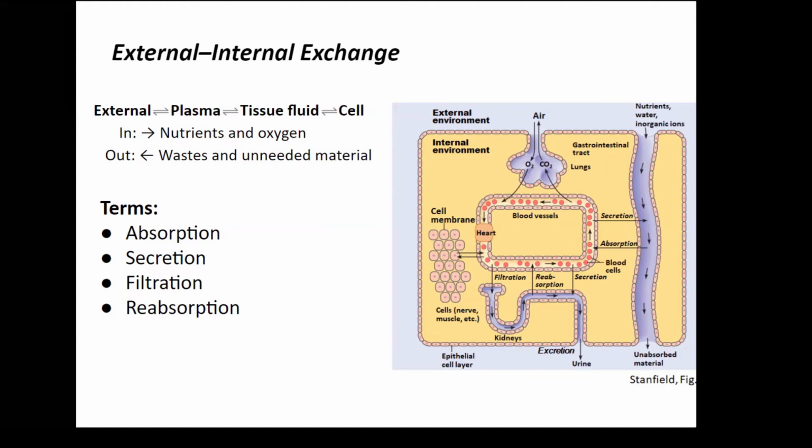Different things move in the other direction as well. Specifically, wastes are going to be moving this opposite pathway, out of the cell into the fluids around the tissues. Then they're going to get scooped up by the plasma in the circulatory system, and ultimately they'll be communicated to the external environment, whether that's through the GI tract or through urination, or potentially through breathing, depending on what we're talking about. If we're talking about CO2, for example, you'd breathe that out.